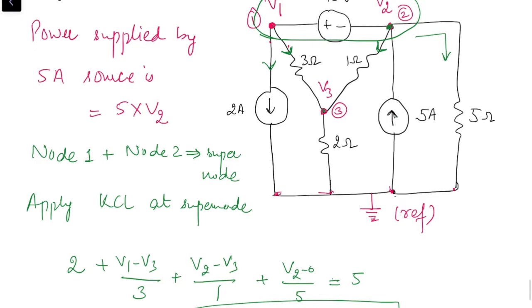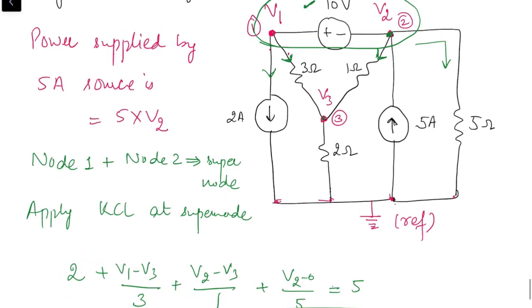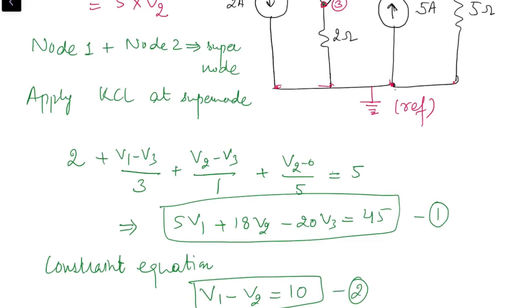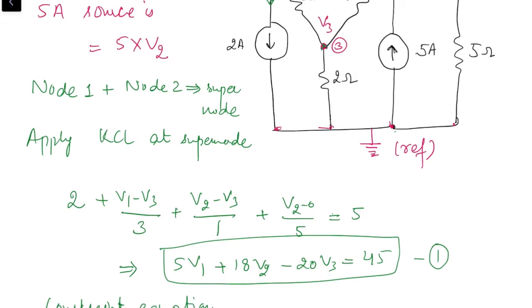Second is the constraint equation. The constraint imposed by this 10 volt source is V1 minus V2 should be equal to 10. Why V1 minus V2? Because the positive terminal of this 10 volt source is connected with node 1 and the negative with node 2. It means node 1 is at higher potential in comparison to node 2. So the constraint equation is V1 minus V2 equal to 10. This is the second equation. Then the third equation is of node 3.